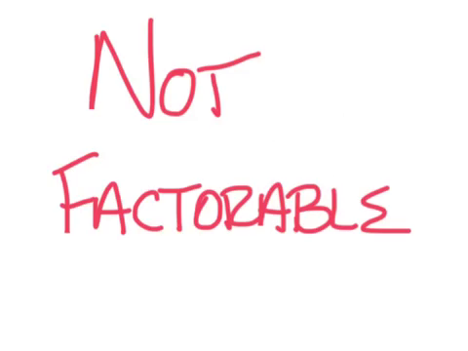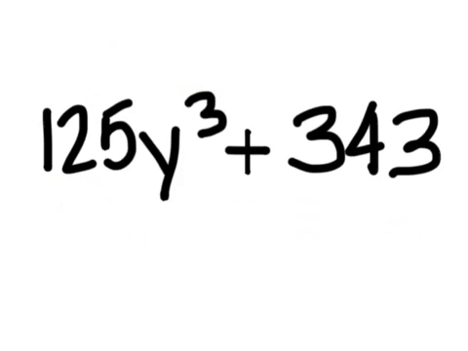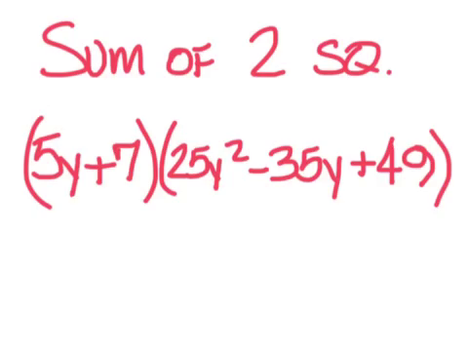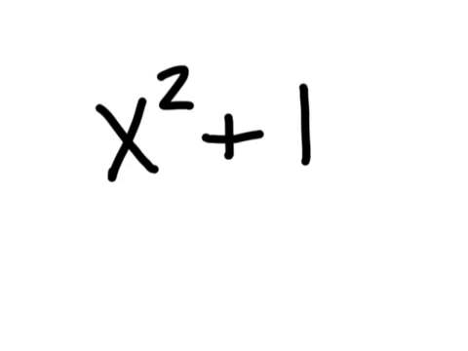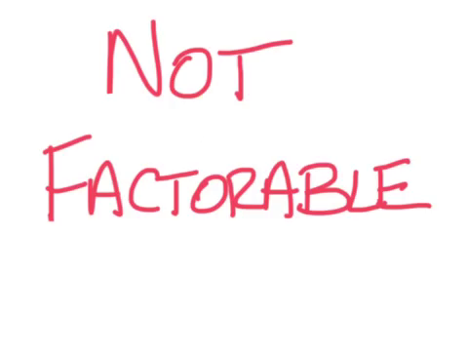Sum of two cubes. And I put squares. I don't know why. But that should be cubes. What about this one? Not factorable. This one. Sum of two cubes. What about this one?